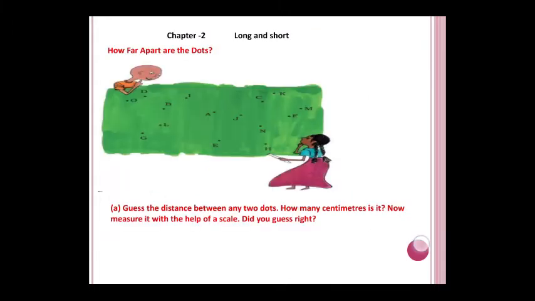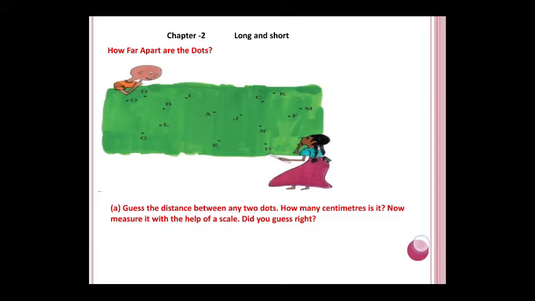Let us move on to your textbook part. Please open your maths textbook. How far apart are the dots? Here dots are given. See, the dots are not arranged in an order. They are here and there. In this picture you can see.